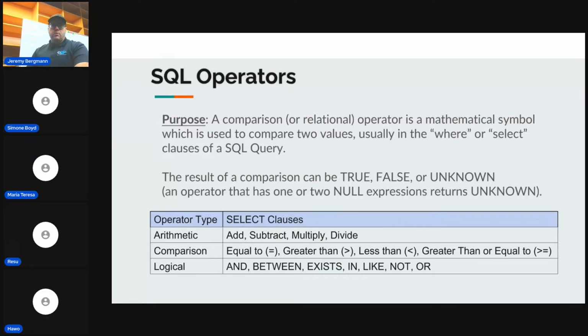You can do in, which is a list of values. You could say is state, if we're doing a state table in the United States, you could say state in IA, MO, and maybe you're getting a city, so you could get the cities in those three state codes. And you could use in for multiple values.